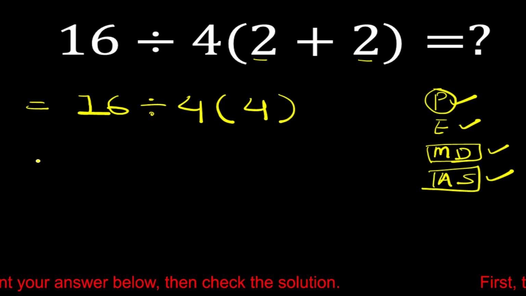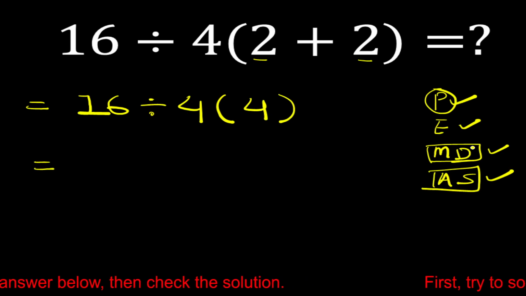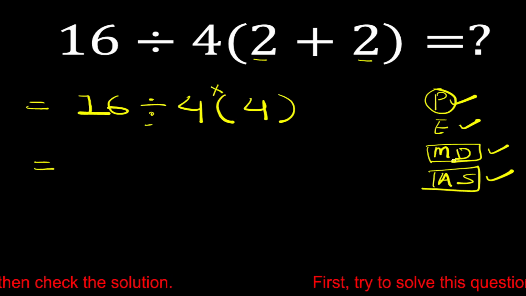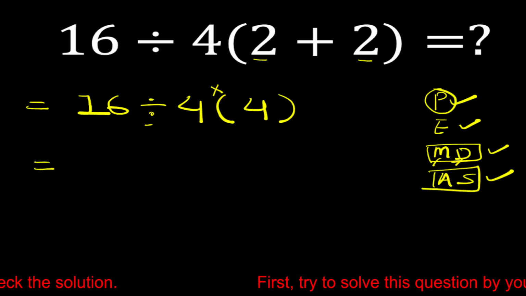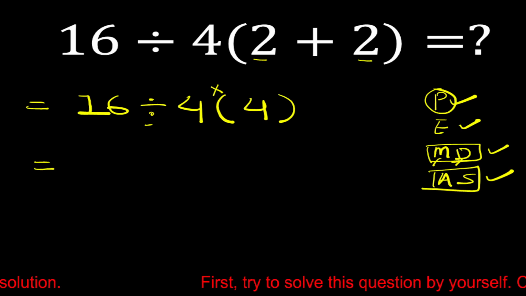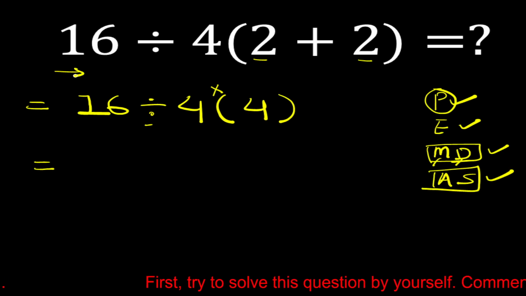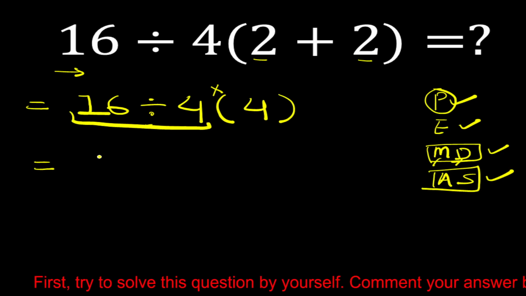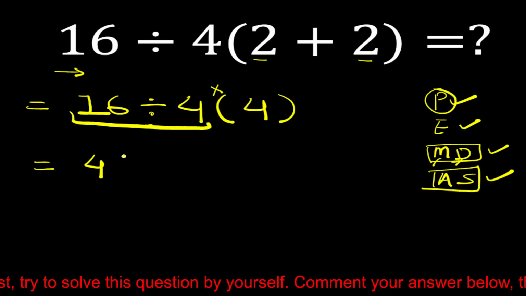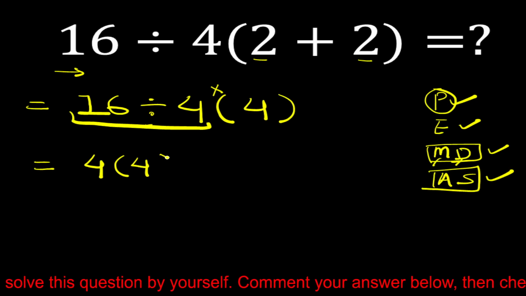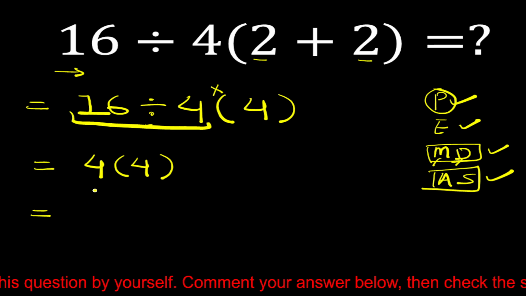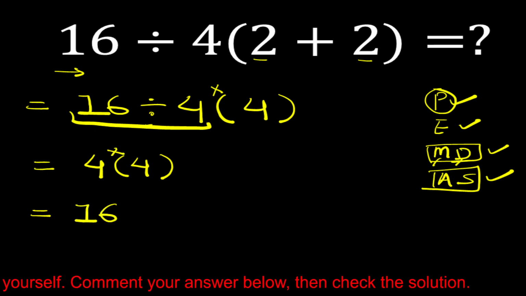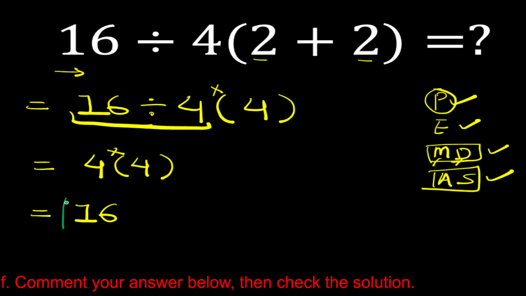Okay, now second priority: here is one division and here is one multiplication. So multiplication and division both have equal priority. Therefore we have to solve it from left to right. So first we have to solve 16 ÷ 4. So 16 ÷ 4 is equal to 4, times the parenthesis 4. Okay, now 4 × 4 is equal to 16. Therefore the correct answer is 16.